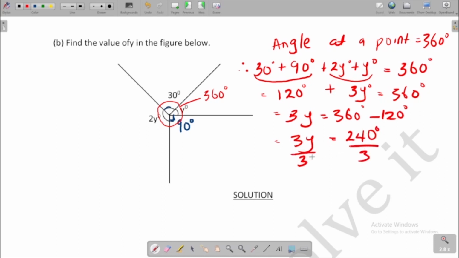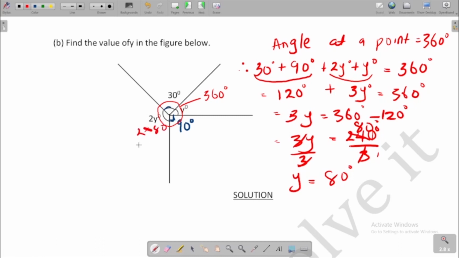Dividing both sides by 3 to get our y: 3 here 1, 3 here 1, 3 here 1. 3 in 24 gives us 8, and 3 in 0 gives 0. So our y equals 80 degrees.